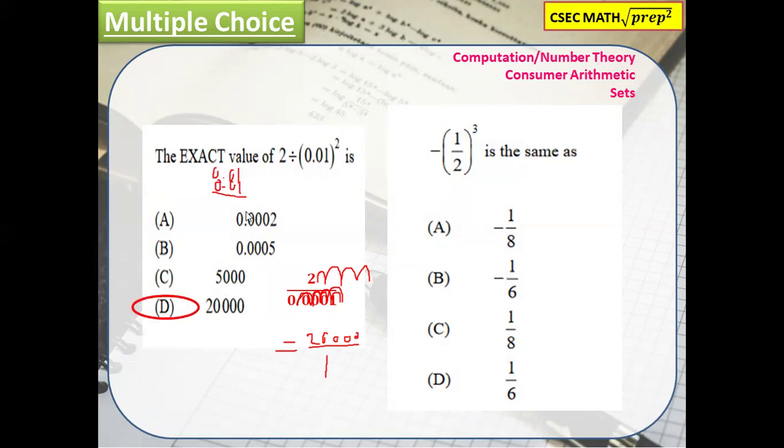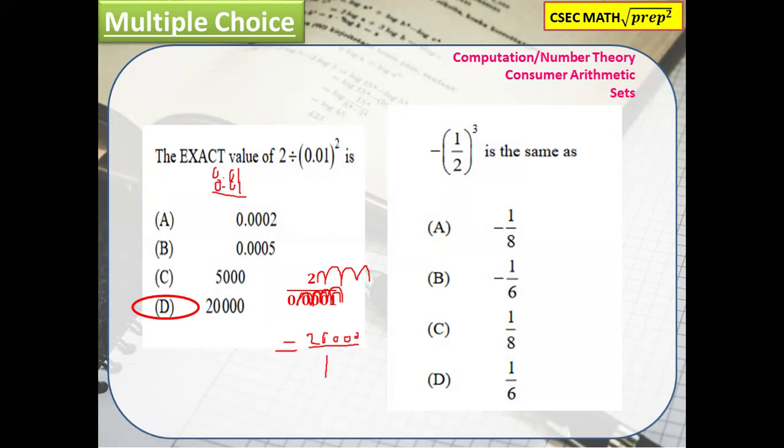If you want to use process of elimination, 0.01 is a very small number, so when squared, it becomes even smaller. The number of times this small number can go into 2 is a lot of times. So answers A and B would completely be out of options. So that's the answer for our first question, and moving on to the second.